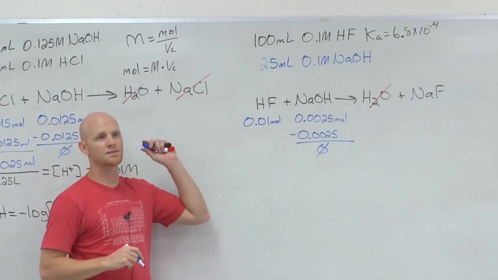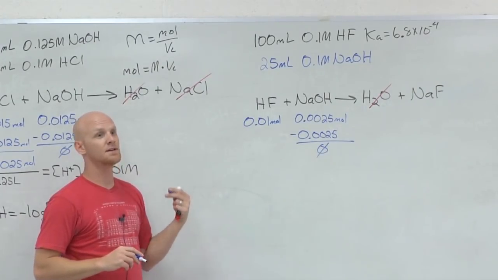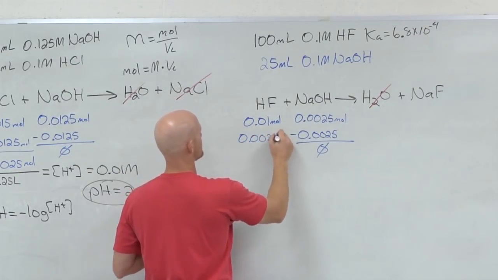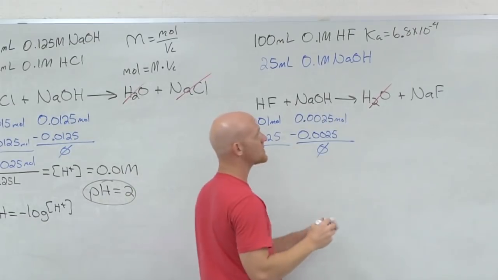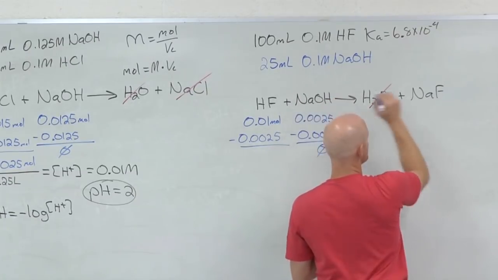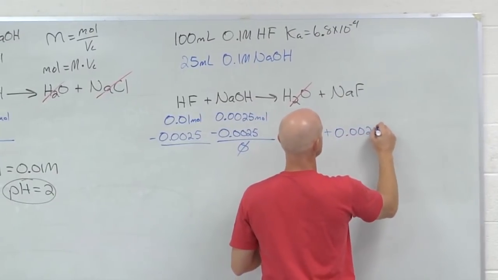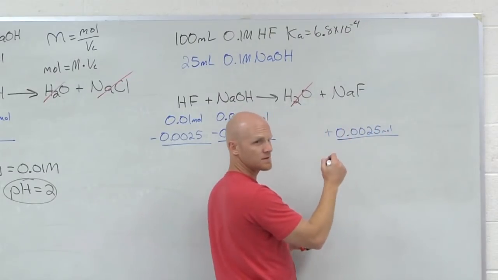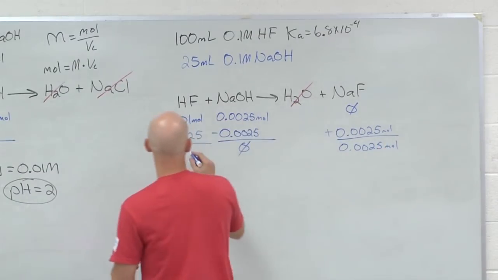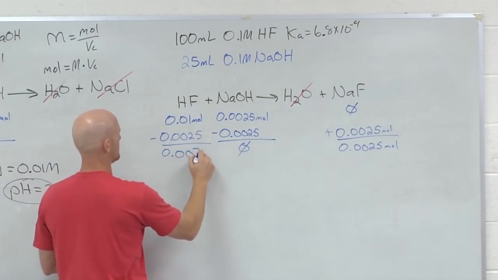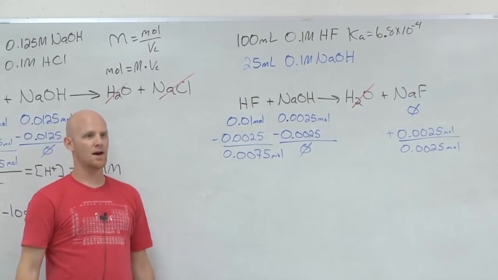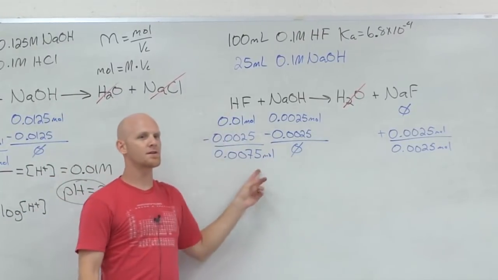How much HF has reacted and I've lost as well? Same. It's a 1-to-1 ratio. So if I lost 0.0025 of NaOH, I'll lose 0.0025 of HF. But I should also keep in mind, how much NaF did we form? The same. It's a 1-to-1-to-1 ratio, so plus 0.0025 moles. How much of that did we start with? We didn't have any. And so in this case, I'm going to have 0.0025 moles of NaF. How many moles of HF are left? 0.0075 moles.